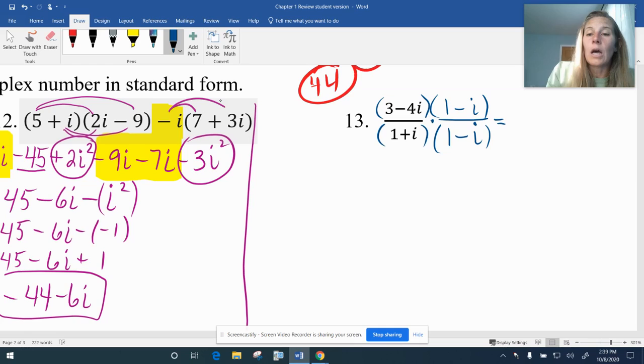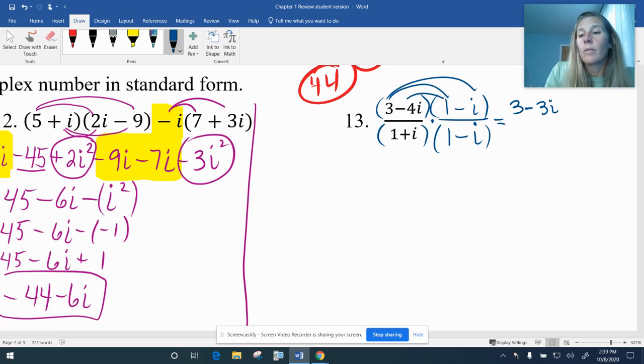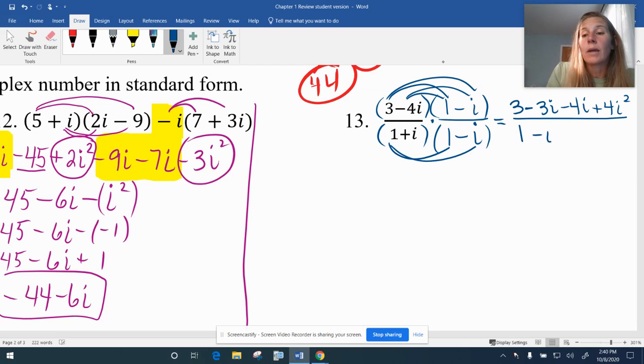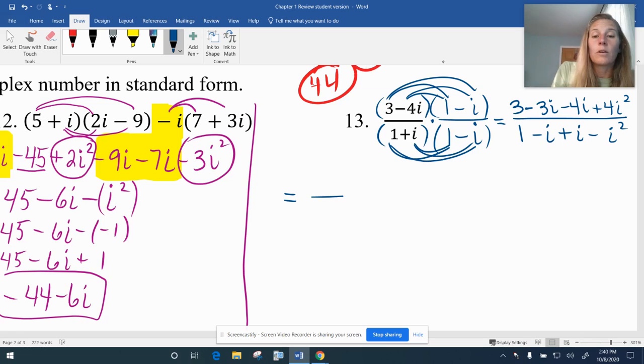Okay, so when I do the top, 3 minus 3i minus 4i, and then plus 4i squared. On the bottom, I have 1 minus i plus i and minus i squared. So the whole purpose of doing that is because these two i's on the bottom will cancel.